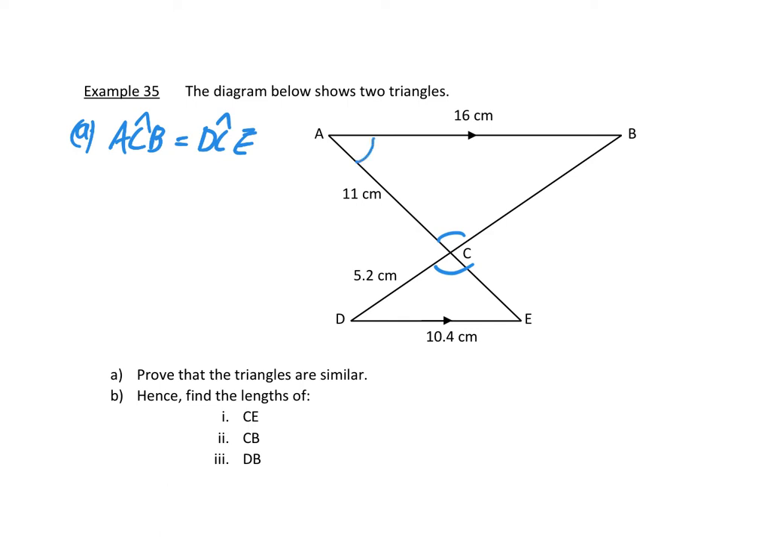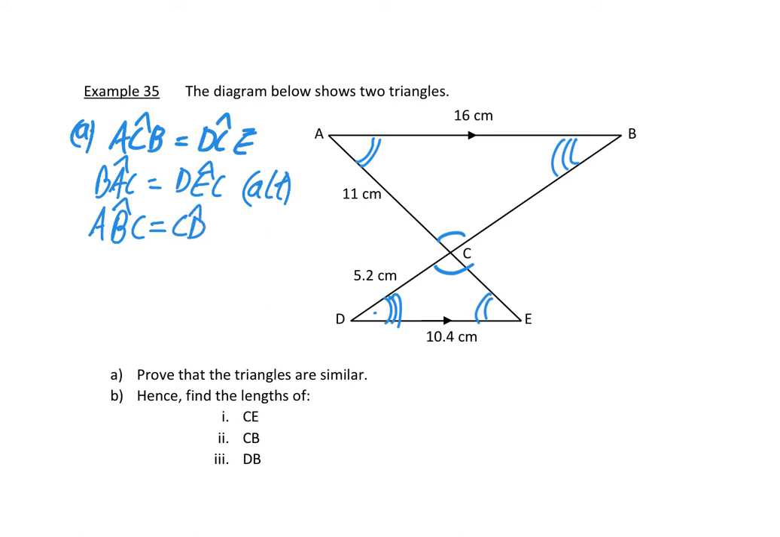This angle here, which would be BAC, is going to be equal to DEC, and the reason for that is they are alternate angles. And my last one, so I'll put the wee double lines on that one. My last one, I'll put triple lines on it. My last one, I'm going to say that angle ABC is equal to this one down here, which is CDE. And again, it's because they are alternate angles.